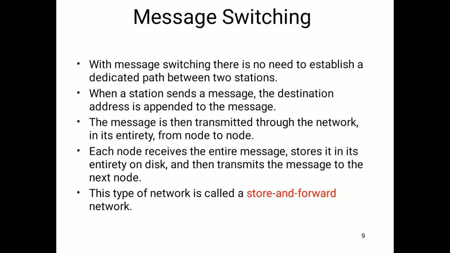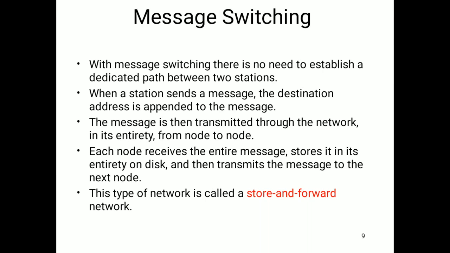Now the second technique, that is message switching. With message switching, there is no need to establish a dedicated path between two stations, that is between sender and receiver. When a station sends a message, the destination address is appended to the message. The message is then transmitted through the network in its entirety from node to node. Each node receives the entire message, stores it in its buffer or its disk, and then transmits the message to the next node. This type of network is called store and forward.